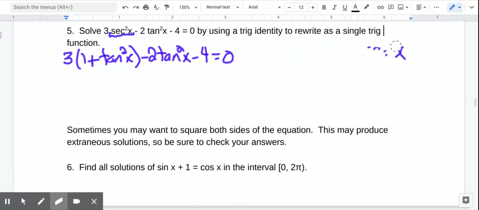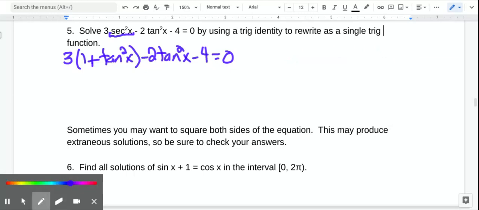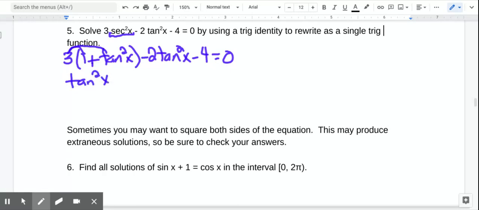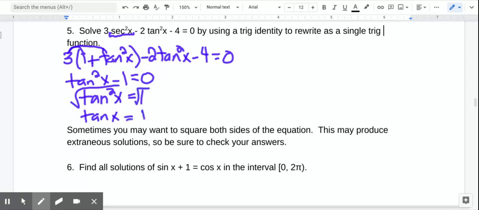I'm going to erase this because I need lots of room. All right, so then I'm going to distribute the 3 and combine my like terms. And so when I do that, I get tangent squared x minus 1 equals 0, which will give me tangent squared x equals 1. I'm going to take the square root of both sides. And remember, I'm introducing the square root, so that means tangent x is plus or minus 1.